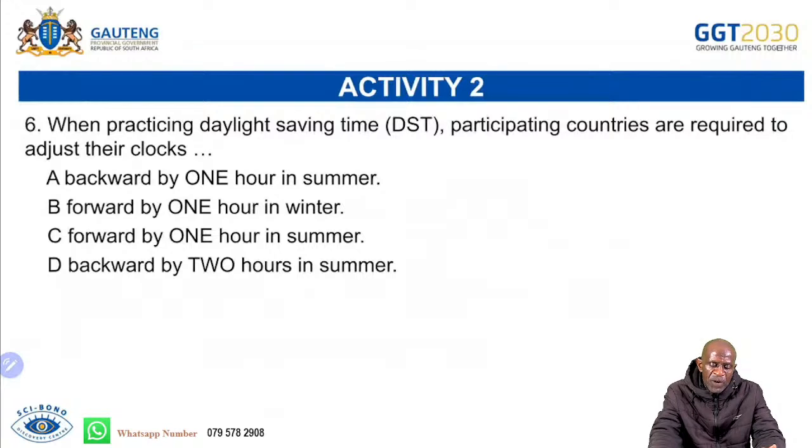As we move forward with questions, when practicing daylight saving time, or DST, participating countries are required to adjust their clock. A, backward by 1 hour in summer. B, forward by 1 hour in winter. C, forward by 1 hour in summer. And D, backward by 2 hours in summer.